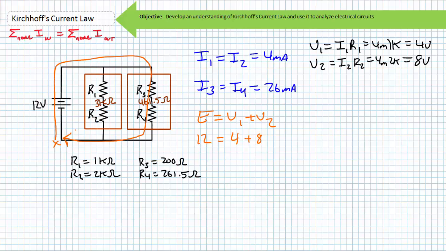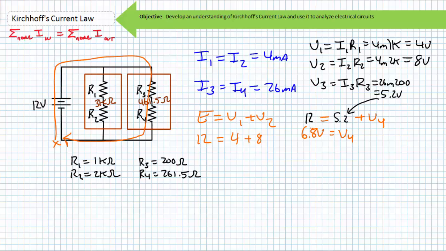Now apply Kirchhoff's voltage law to this loop, including the right-hand parallel path, and take advantage of this fact. The sum of rises equals the sum of drops. E equals V3 plus V4. Using Ohm's law to solve for V3, we find V3 equals I3 times R3. Substituting in the necessary values, we find V3 to be 5.2 volts. Substituting this calculated value into our second KVL equation and our given supply voltage, and solving for V4, we find V4 to be 6.8 volts without using Ohm's law.